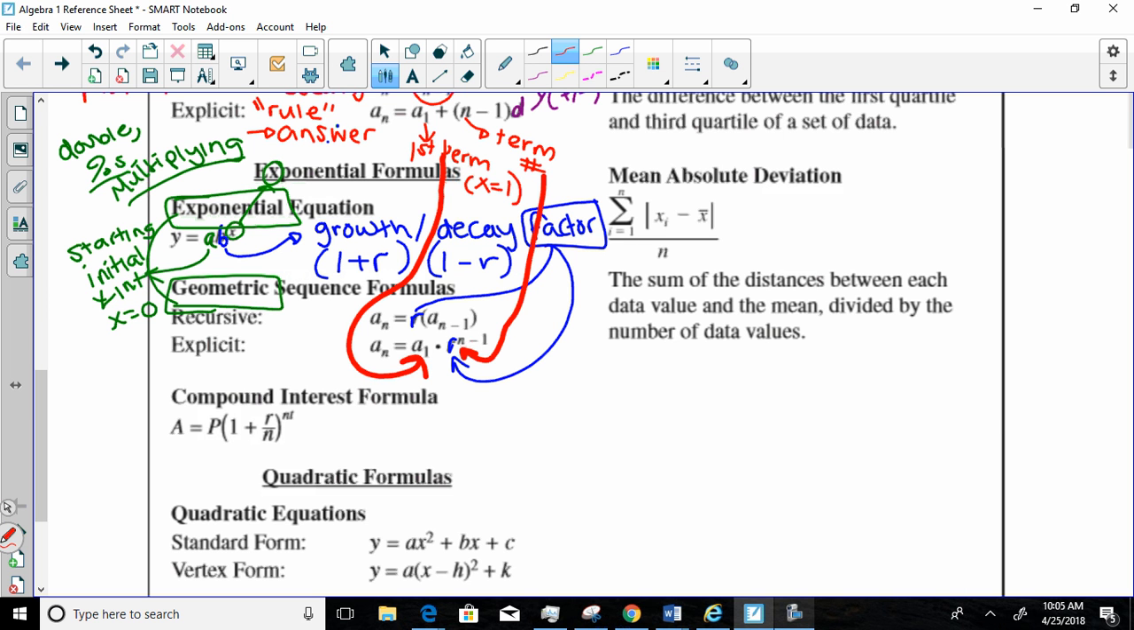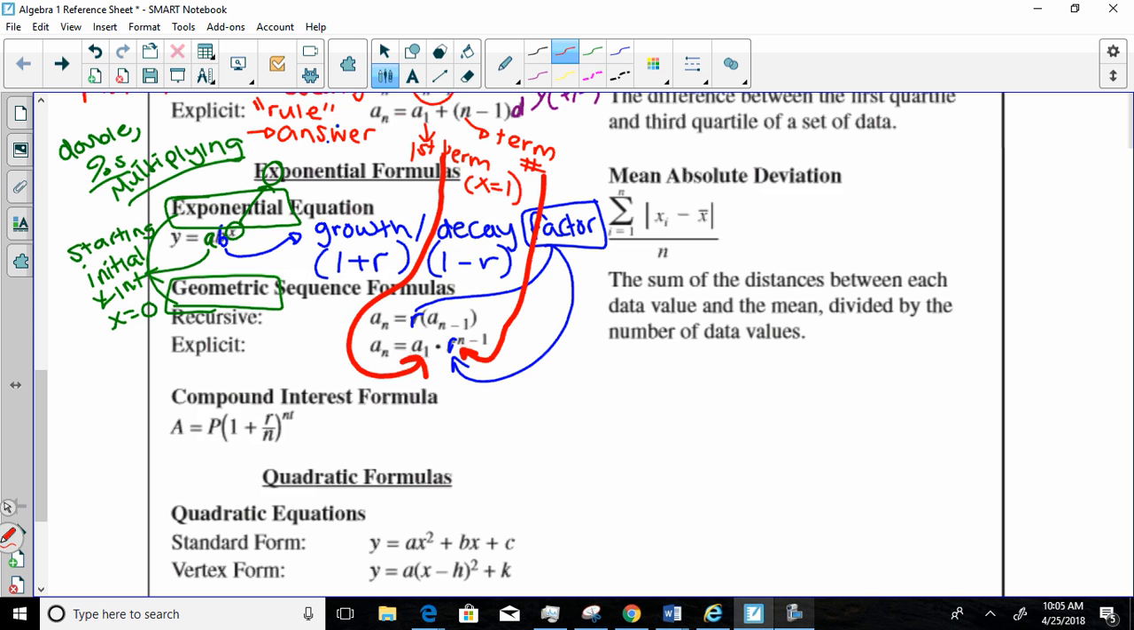So the only difference is that this recursive is giving me a rule. If something's multiplying over and over again by 3, what would your R be? 3, right? So it says take the term before. If I want to find the 5th term, it means take the term before and multiply by 3. That's the same thing as recursive up there. Explicit is like if I wanted to find the 20th term, I would plug in 20 for N and fill in these two things. A1 is still your first term, and R is still your growth or decay factor.